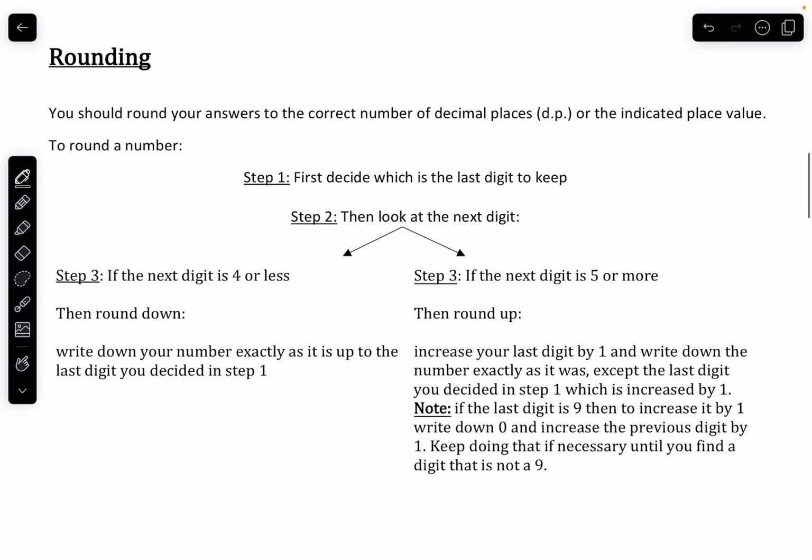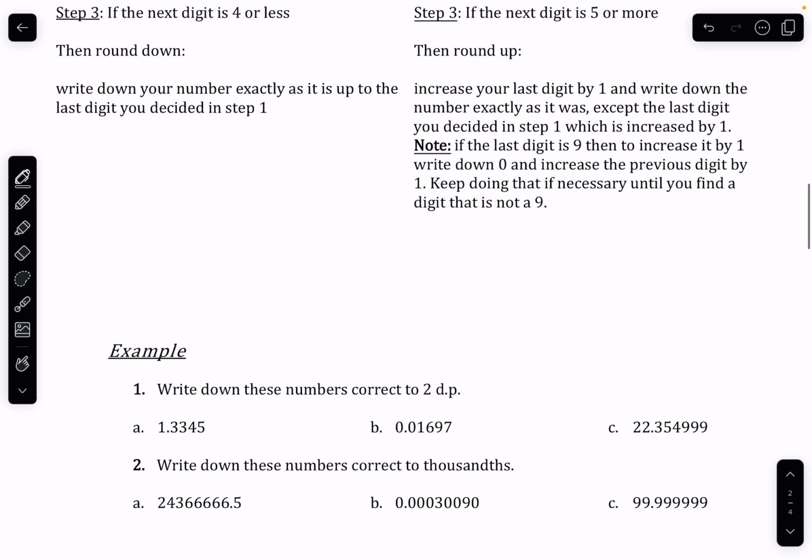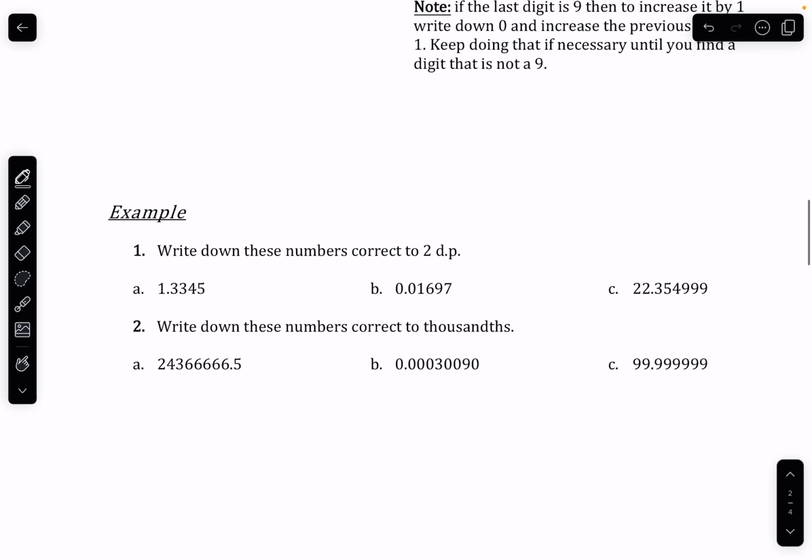It's going to increase by 1, and of course, if it was a 9, it increases to 0, and the next one increases by 1, and so on and so forth. So let's do some examples. Write down these numbers correctly to 2 decimal places.